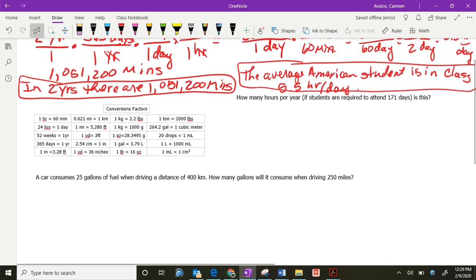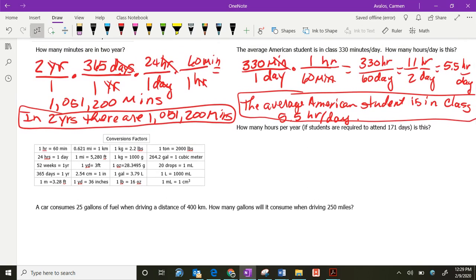Okay, the next one here, how many hours per year, if the student is required to attend 171 days in a year, is this. So what you're going to do, we already have 11 hours in 2 days, so I'm going to use that one and not the fraction one, so I'm just going to use this. Then I know that this one here is going to be 171 days, because now the one that's actually going to be changed, I want it per year.